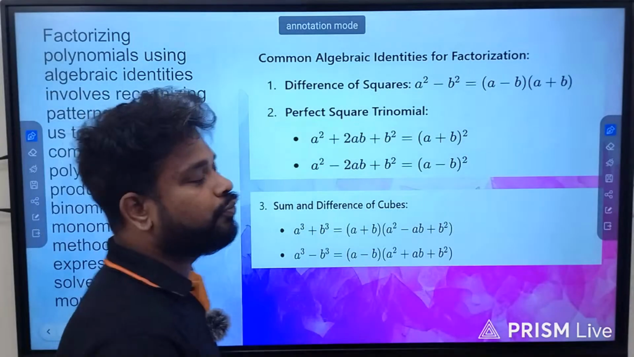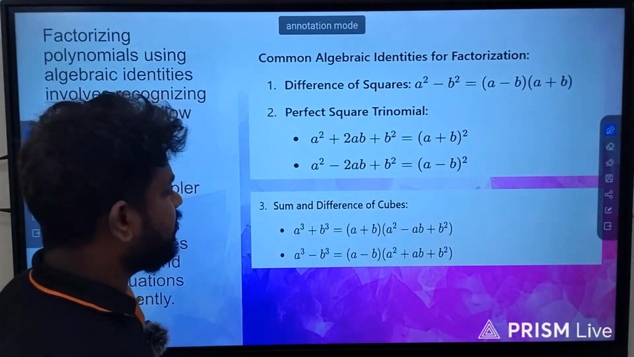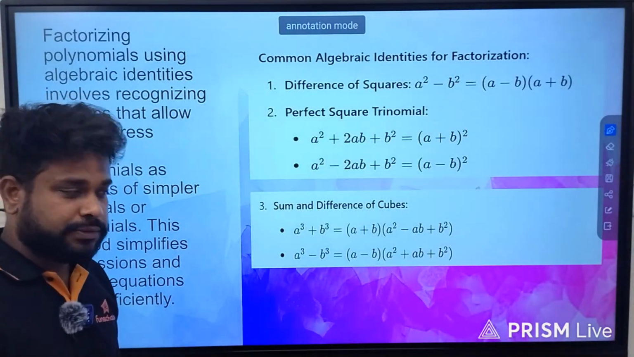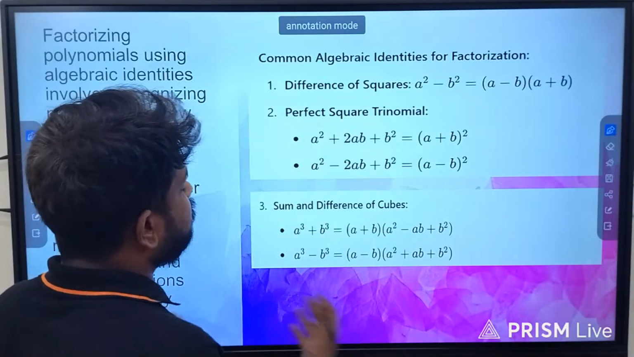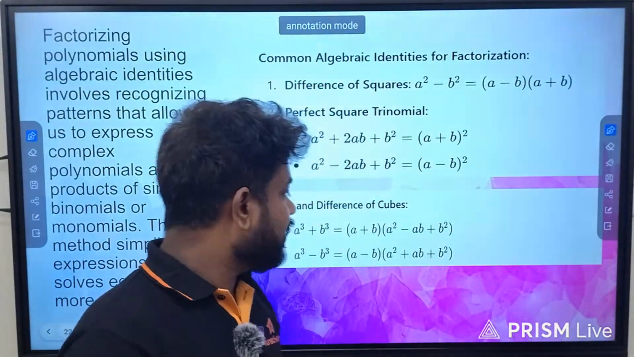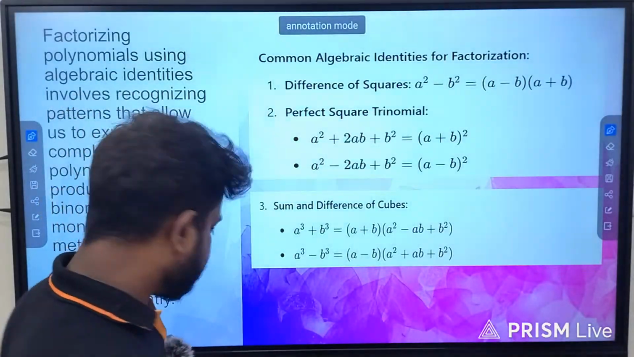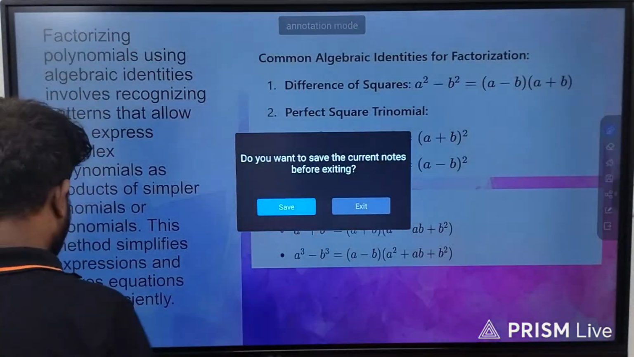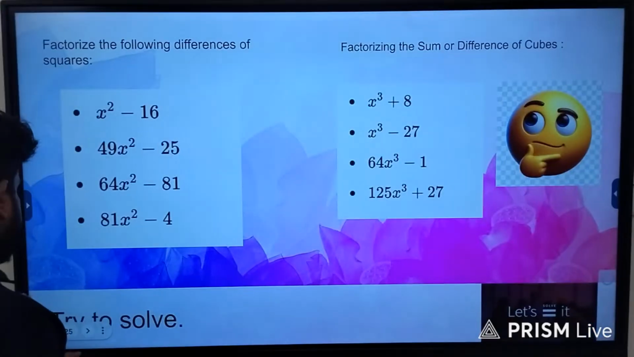Okay, that is a cube plus b cube equals a plus b into a square minus ab plus b square, and a cube minus b cube will be a minus b into a square plus ab plus b square. Okay. So apply these 2 formulas.